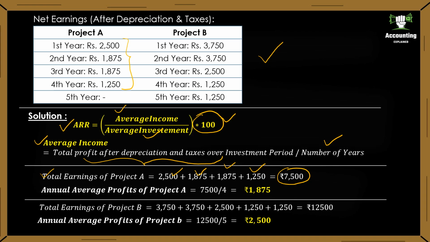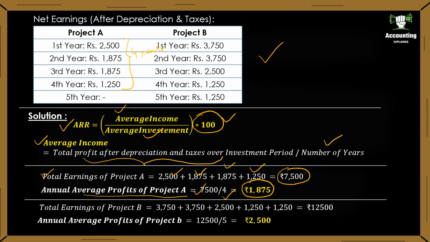Now we have to find out the average annual profits of project A. That is total profit by number of years. So total profit is 7500. The life of project A is 4 years. So we are dividing 7500 divided by 4. 1875 is the average profit or average annual income for project A.